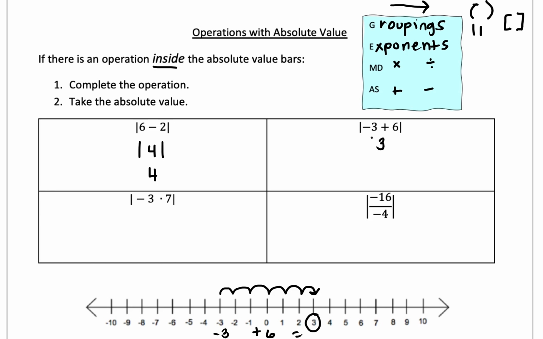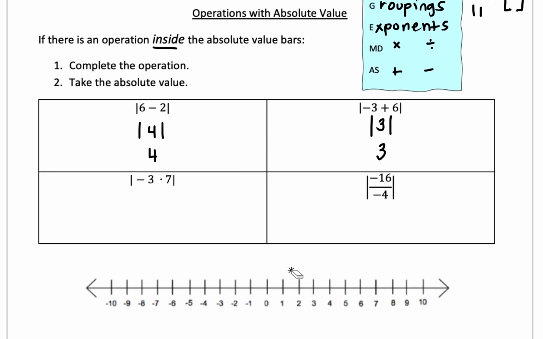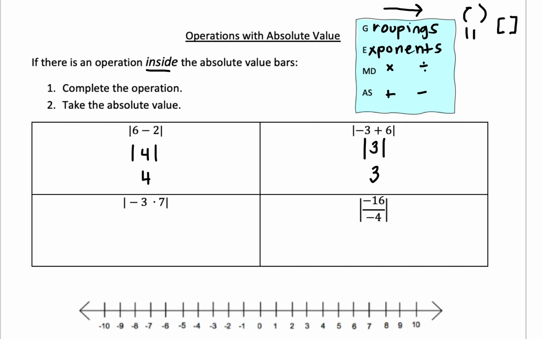So now in my bars, I have an answer of 3, but I still need to take the absolute value of that, and the absolute value of 3 is 3. I'm just using this number line down here to help me show my work. It's not something that you have to do. It's just really helpful when we do integer operations.